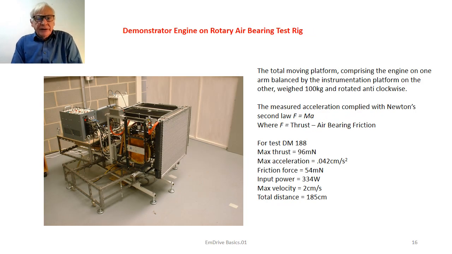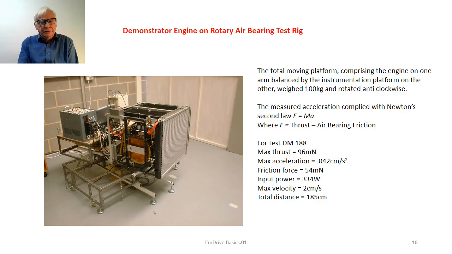The picture in this slide shows our demonstrator engine mounted on a rotary air-bearing test rig. The rig itself comprises, as we said before, a beam mounted on the rotary bearing, and on one side of the beam we have the actual engine itself, and on the other side an instrumentation panel. Now, the total moving platform, the beam itself, weighed about 100 kilograms, so it's a very significant mass to actually start accelerating.